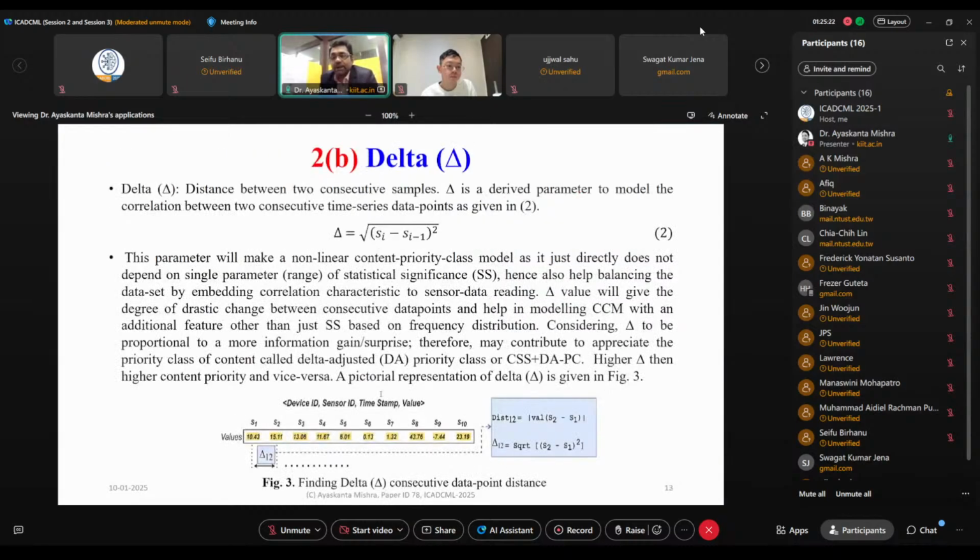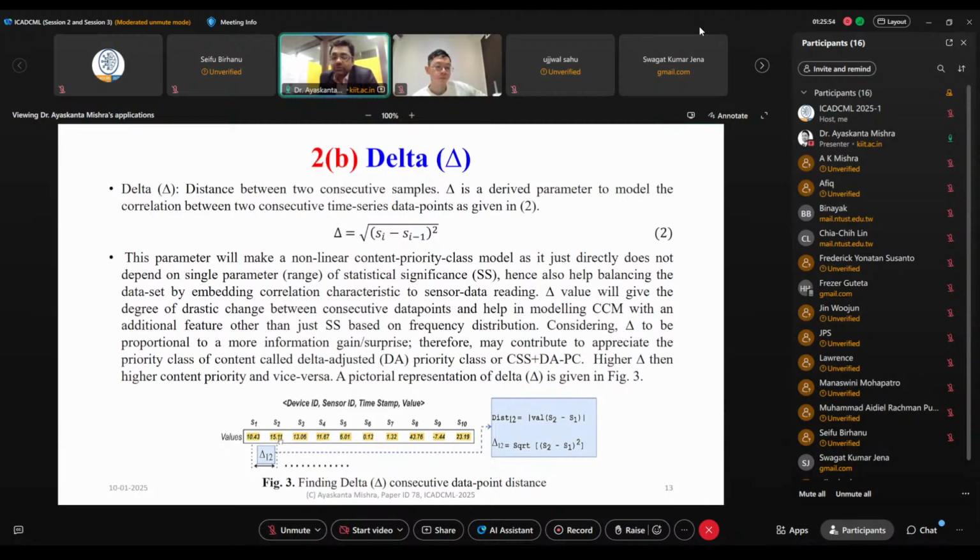So here the second parameter, as it is a multivariate feature extraction, we have considered as delta. Delta will hold the difference between 2 consecutive samples. As we can see in figure number 3, it shows sample 1, sample 2, and all the time series data, and how we can find the distance between the consecutive samples. So if the distance between the consecutive samples is more, that means it is an anomaly, a kind of drastic change in a sensor data parameter.